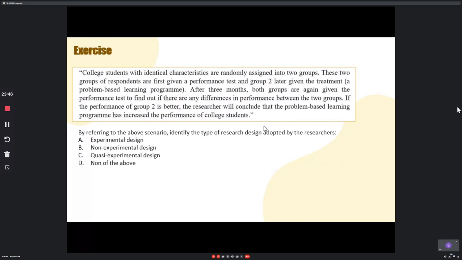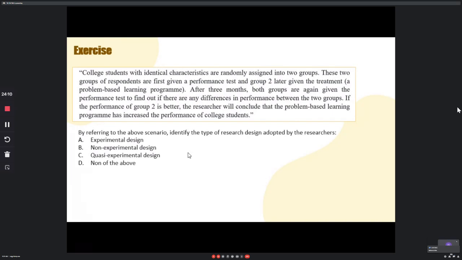Additional question. This is an experimental design. Is this before and after, or after only? After only means you don't measure them. You don't measure their performance before you start the experiment. In this case, it's before and after.